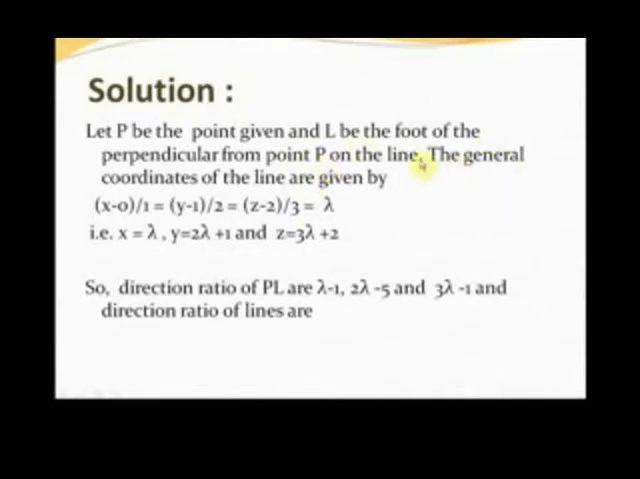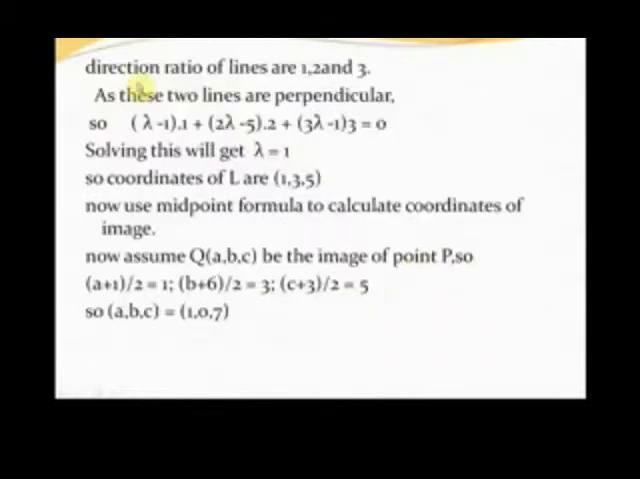So the general coordinates of the line are given by (x minus 0) by 1 equal to (y minus 1) by 2 equal to (z minus 2) by 3 equal to, let us say, lambda. So the general coordinates would be x equal to lambda, y equal to 2 lambda plus 1 and z equal to 3 lambda plus 2. Now the direction ratios of PL, which is perpendicular to the line, become lambda minus 1, 2 lambda minus 5 and 3 lambda minus 1. Also the direction ratios of the line are 1, 2 and 3.